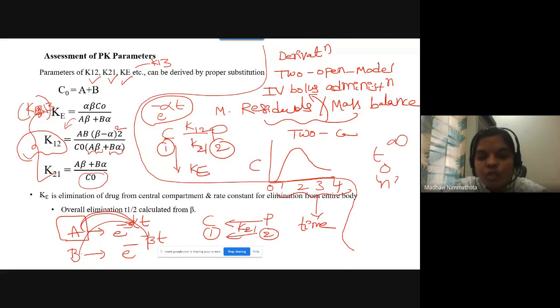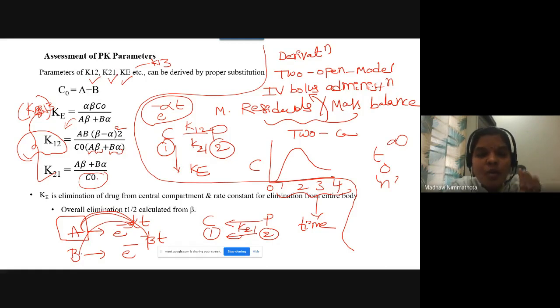So here no need to write any minuses and any multiplications. Why? If the drug is transported from the peripheral to the central, the peripheral compartment is not playing any role in drug elimination. Only the central compartment is eliminating our drug. So for that reason, here we are not writing anything. See, only we are writing C naught.